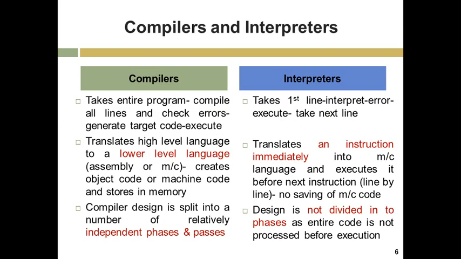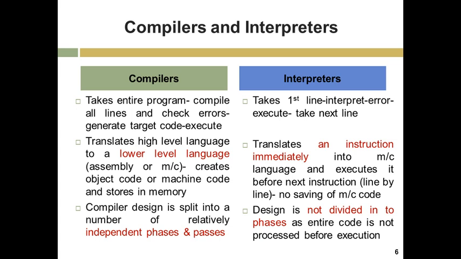The difference between compilers and interpreters is that the compiler takes an entire program and compiles all the lines at the same time, while the interpreter takes the first line, interprets it and finds the errors, executes it, and then takes the next line. The compiler translates a high level language to a lower level language or machine code, and hence it creates an object code or machine code that is stored in memory, while the interpreter directly translates an instruction immediately into machine language and executes it, and hence there is no saving of machine code.